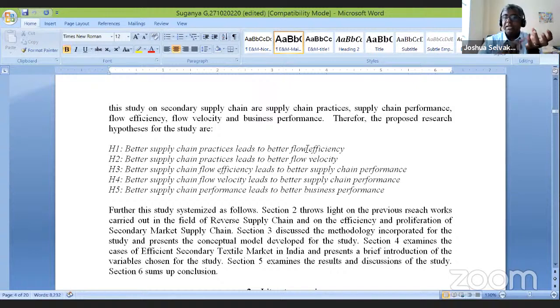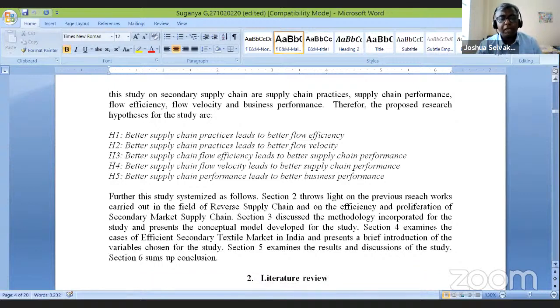Supply chain practices lead to better flow efficiency and better flow velocity, and these two will lead to better supply chain performance. So that's the main outcome that we are focusing on in this paper. As you can see here, hypothesis number 3 says better supply chain flow efficiency leads to better supply chain performance. So performance of the supply chain is the outcome that we are aiming at. Better supply chain flow velocity leads to better supply chain performance. Okay, so this is the hypothesis.